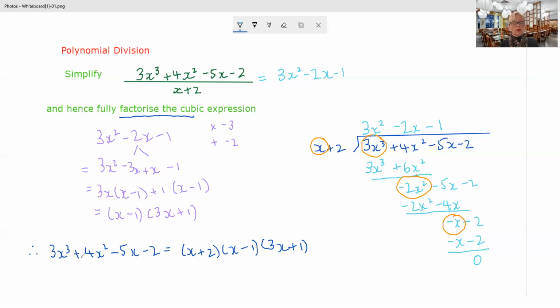Now, if we were wanting to graph this cubic function, having it in factorised form would be very helpful because we would then easily be able to find the x-intercepts. That's one of the main reasons why we do division. One of the other reasons is often if we're integrating or differentiating, it will make things a little bit easier.